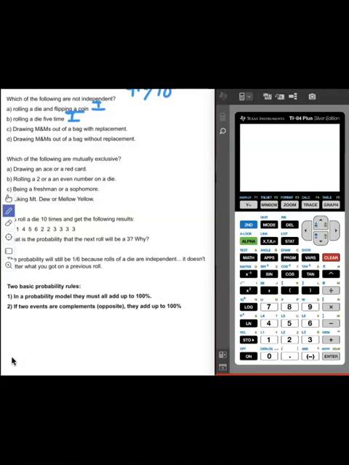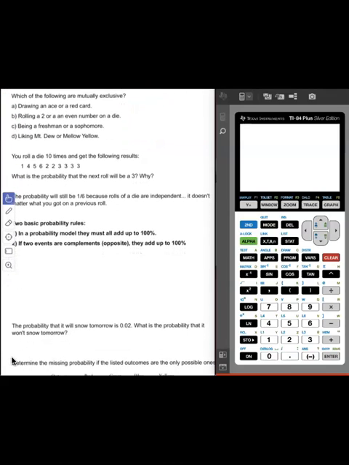So that's that one. Drawing M&Ms out of a bag with replacement versus without. So this is going to be the key here. If you put the M&Ms back in, so if you have a bag of 10 M&Ms, you take one out. If you put it back in, then you're going to be back to 10 M&Ms. That's an independent phrase right there. With replacement is an independent situation. So the last one has to be our answer. Without replacement, so if you take out an M&M and you eat it, now there's only 9 in the bag. The probability of getting a certain color has now changed. That's a dependent situation.